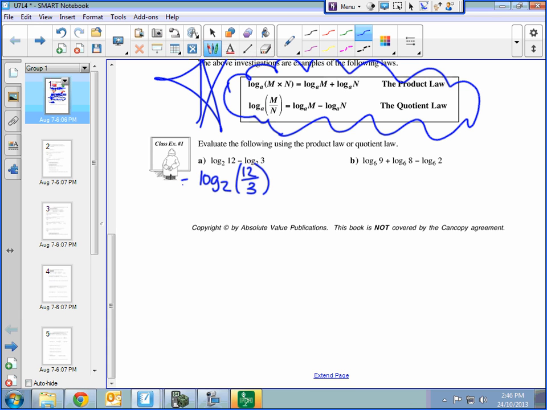But you can also simplify this. So log, what's 12 divided by 3? So you can also write this as log of 4 base 2. Okay, so log of 4 base 2, what is this going to be equal to? 2.